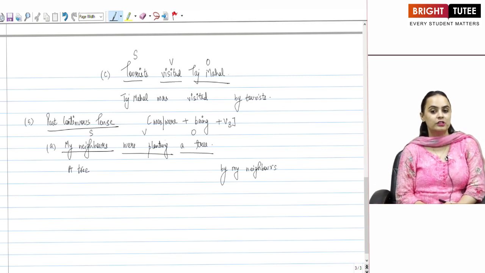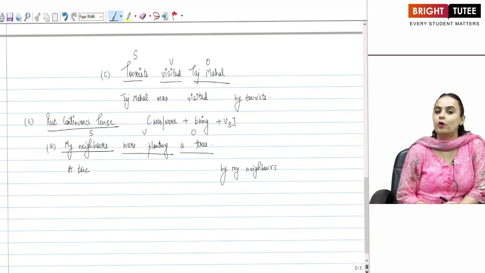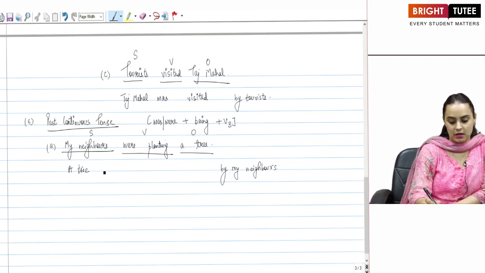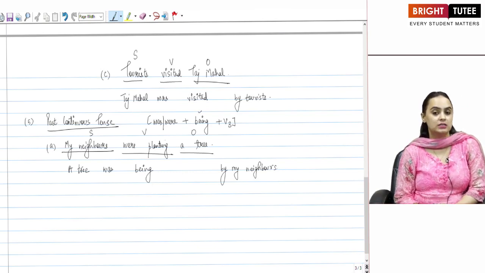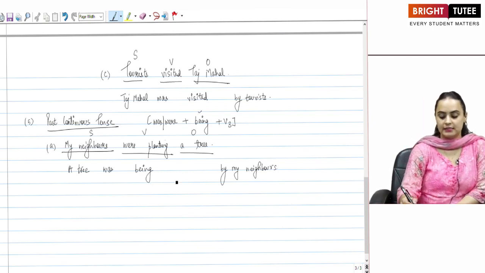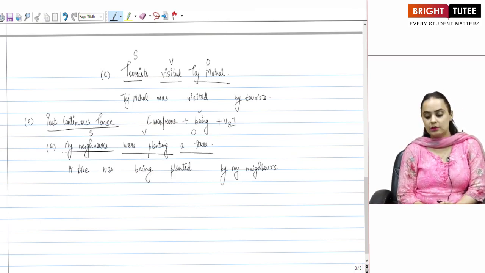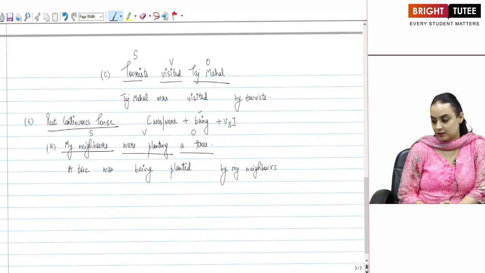Now let us talk about changing the verb. We first have to decide whether my subject is singular or plural. My subject is a tree. A tree is singular or plural, dear students? It is singular. So what am I going to use with it? Was. So was, then we add being, and third form of the word plant. What is the third form of plant? It is planted. So a tree was being planted by my neighbors. This is the sentence in passive voice.